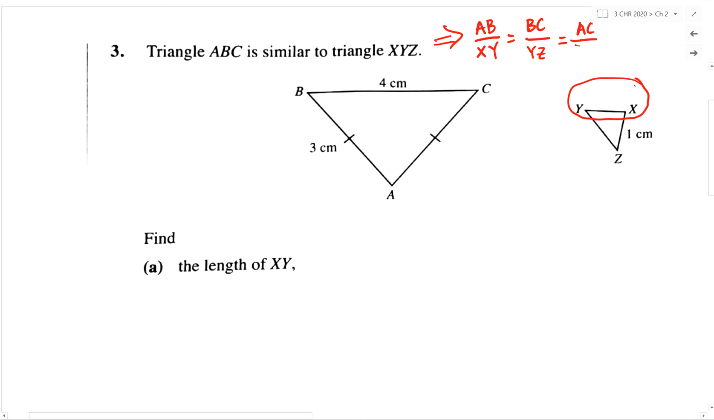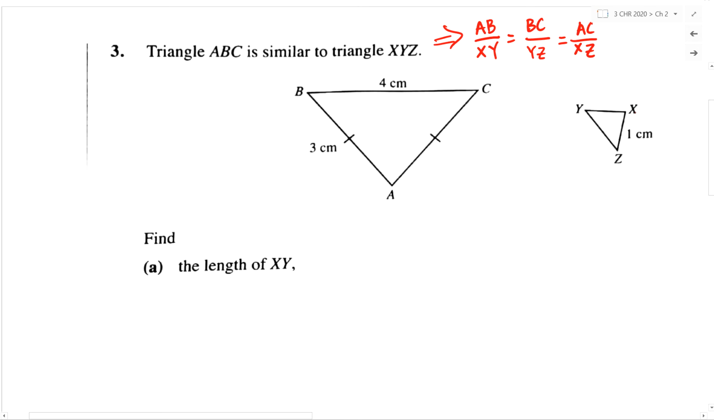AC over XZ. Now, this is the relationship that you must know, that you must be able to tell based on the name of the triangle. I don't even need to look at the triangle. Based on the name, I can write all these down already. Right? Because we know that the names of the triangle are important. The order, which letter comes first, tells us which are corresponding points and which are corresponding sides.